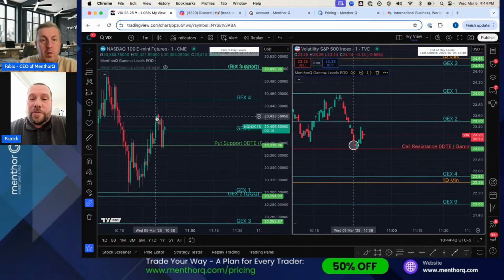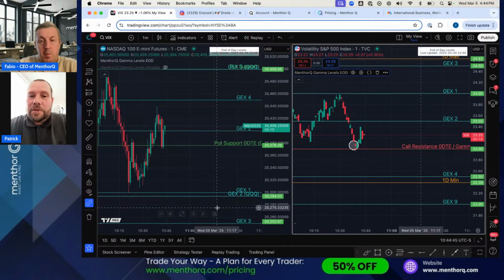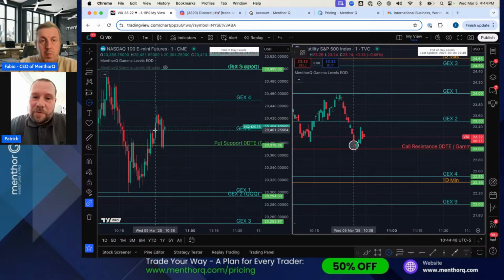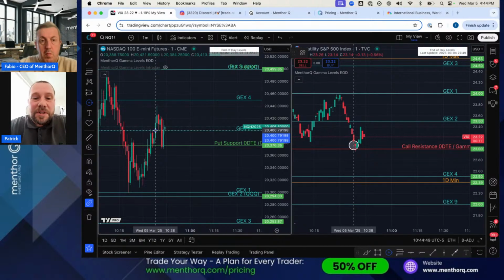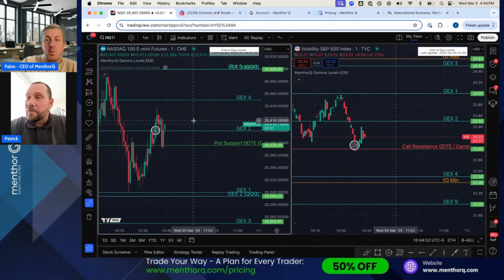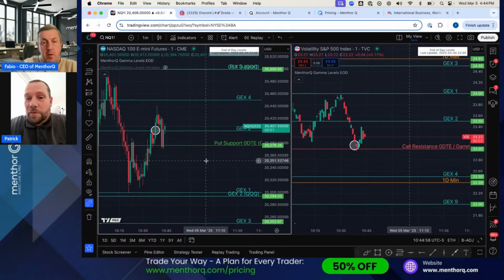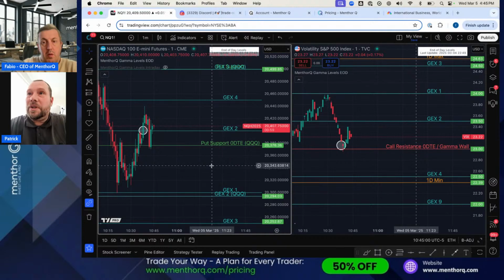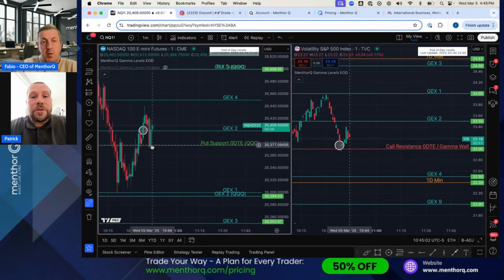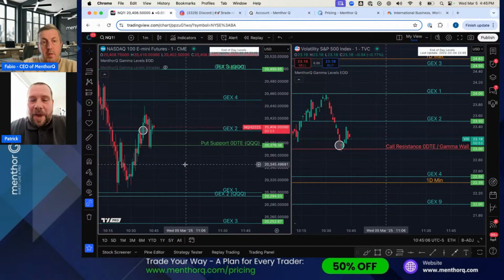So I'm getting out of my short position, because I wanted to keep holding it longer if we broke the put support USDT on the QQQ. Now we're holding the put support USDT on QQQ. Let's see what happens if we get a down move or if we hold this. I'm not trusting this at the moment. I'm not in the game at the moment. I will wait and see what happens now.